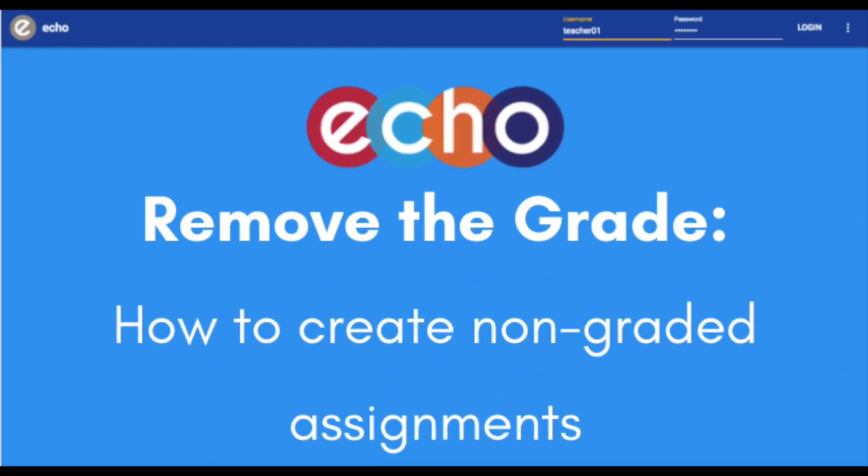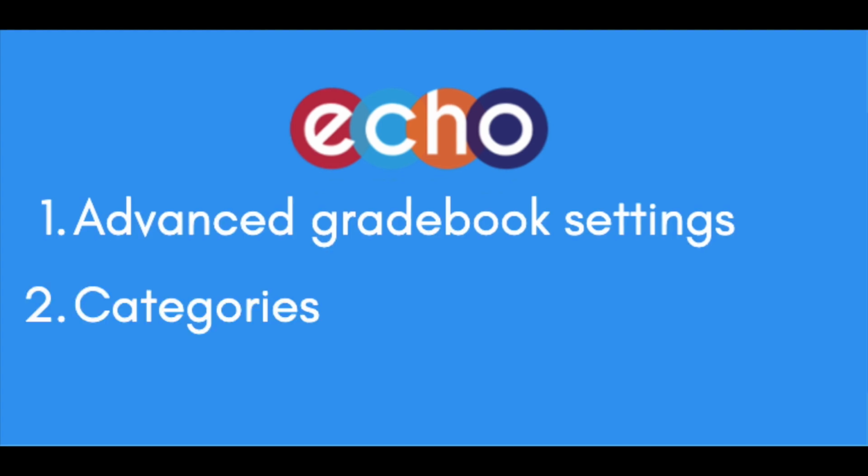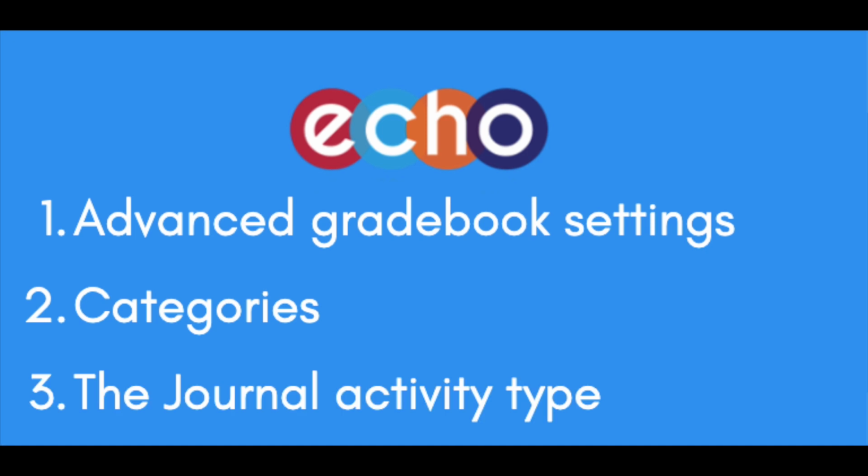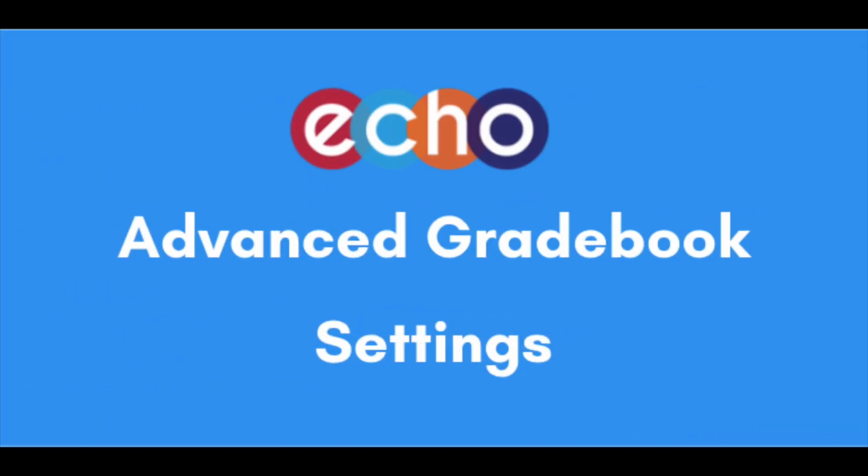Sometimes it is nice to give feedback to our students without assigning them a grade. Echo has a few different options that allows teachers to create an assignment that will not affect the overall course score for students. Today we will cover three ungraded options: advanced gradebook settings, the use of categories, and the journal activity type. Let's get started by checking out the advanced gradebook settings.